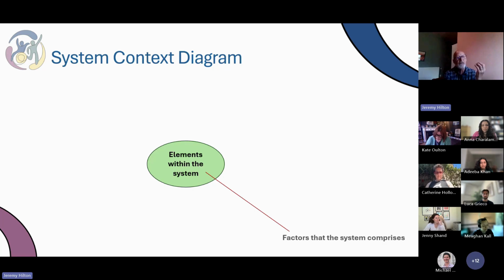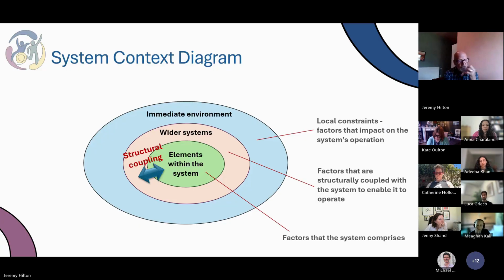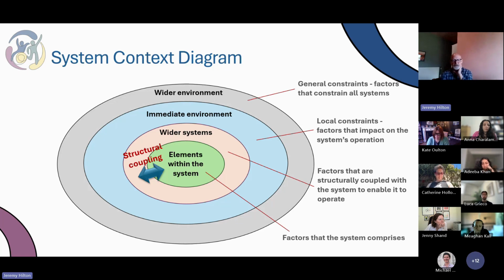So the first one, where we're thinking about the system itself, is what do we think is within the system, whether it's, and I'm sorry, I'll continue to use the word education transition. What does that comprise? Then we can look at what are the wider systems that are structurally coupled that need to be connected to for the education transition to work. And then we can think about, in the context of education transition, what are the constraints? What's impacting on this being able to work properly? And then you've got those broader constraints that affect everything.